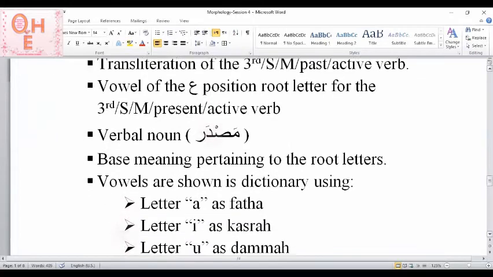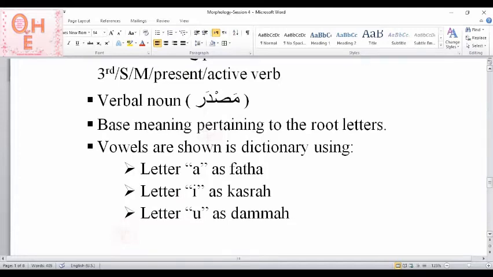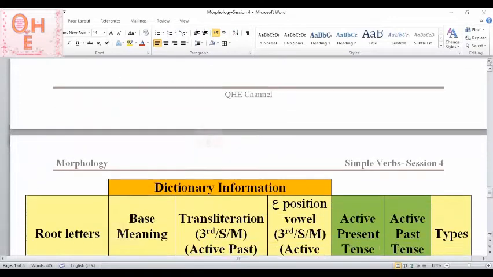Also, we should know how the dictionary shows us the vowels. The dictionary uses letter A for fatha, letter I for kasra, and letter U for dhamma. These are some basic information I'd like you to know before we get into the actual dictionary. Now let me show you a table that's like a preview of what you will see in the dictionary, inshallah.